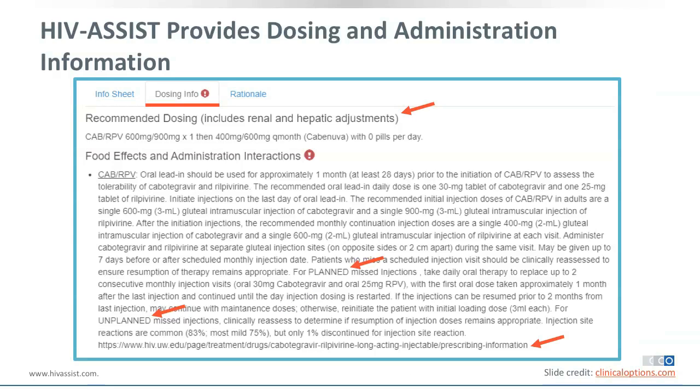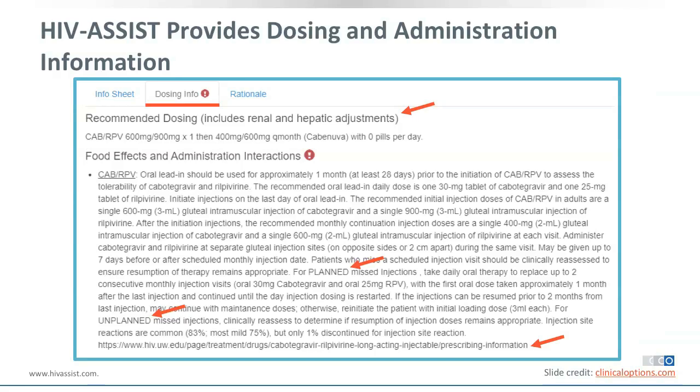One of the ways in which the HIV-ASSIST tool can assist providers, particularly when it comes to these new regimens that we may not be as comfortable with, is by providing dosing information. When one clicks on the cabotegravir rilpivirine output regimen, in addition to the education sheet, one can click on the dosing information tab, which provides information including renal dosing and any changes that are needed in the instance of liver disease. In this particular case, there are no dosing adjustments that are required, but I did want to just highlight that because this person did have chronic kidney disease.